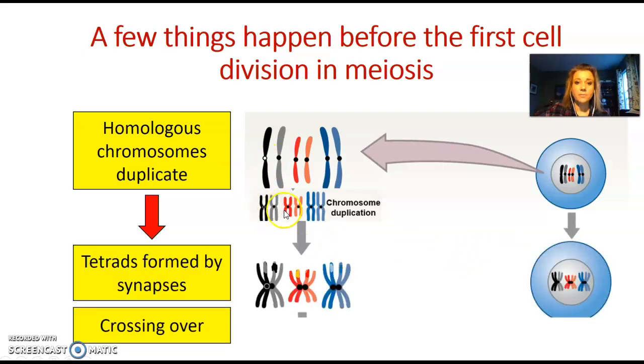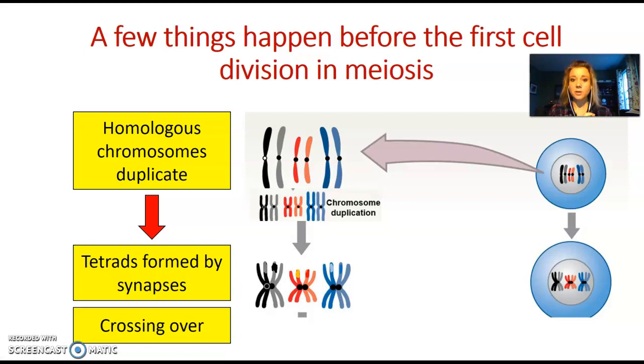They're going to form tetrads. These duplicated chromosomes form tetrads, which means that the duplicated chromosomes of the homologous chromosomes, 1 from each parent, are going to come together. Their centromeres are going to join, and they form this tetrad, which is 4 chromatids that are connected to each other in the middle by the centromere.